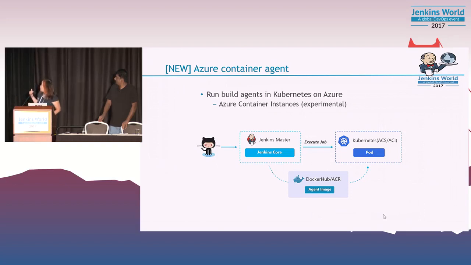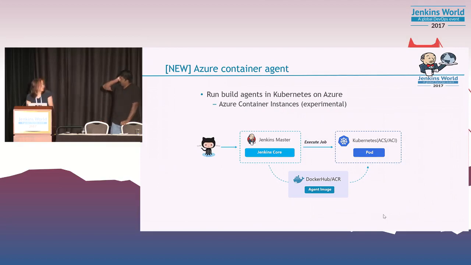So we have a new Azure Container Agent. The Jenkins master will look for the agent. Like in my demo, it was looking for the agent called container. It will execute a job if it exists and if it's online. If not, we call ACS and pull the image from Docker Hub, or ACR for my demo, and then we will create a pod in Kubernetes on Azure.